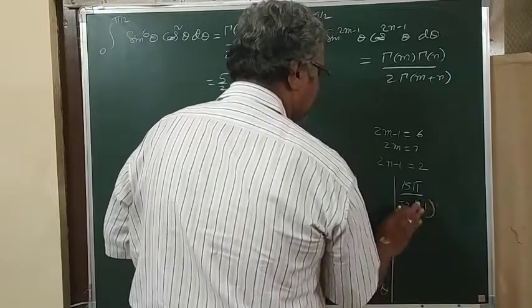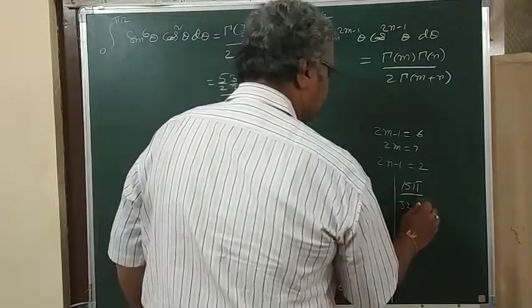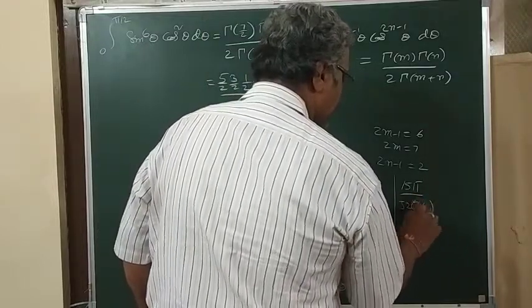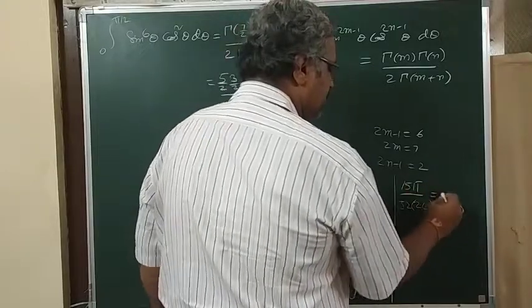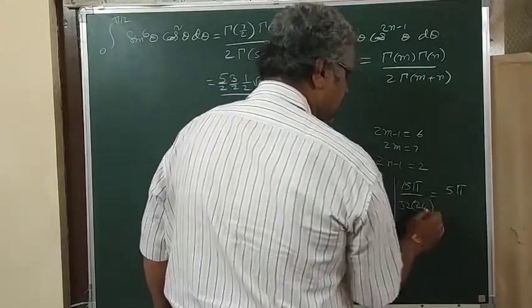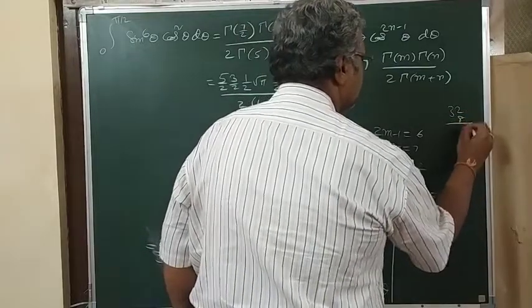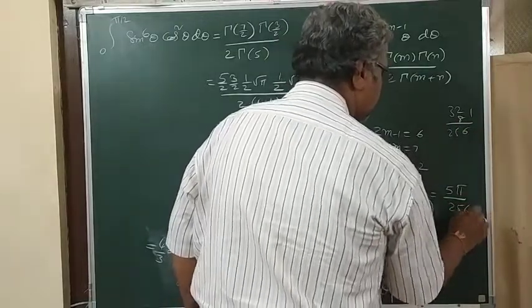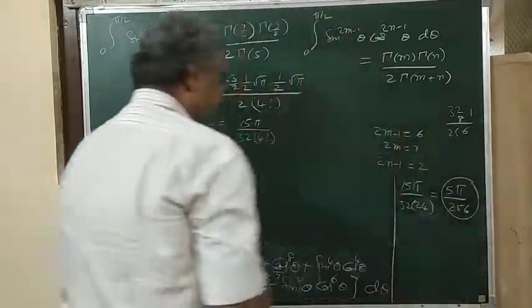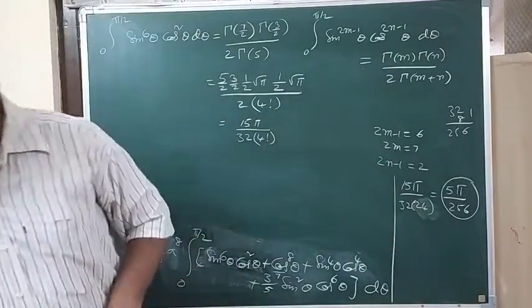4 factorial is 24. So, see if you simplify, if you cancel 3, 5 pi by 32 into 8, 256. This is the first value. In the similar way, the second value.